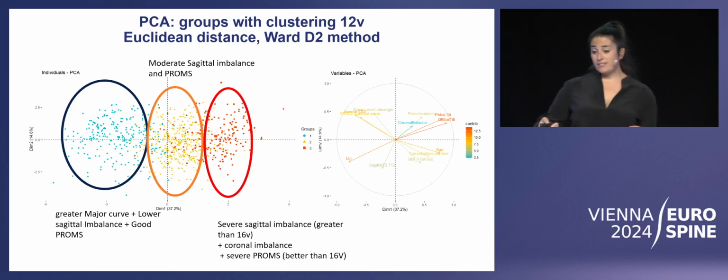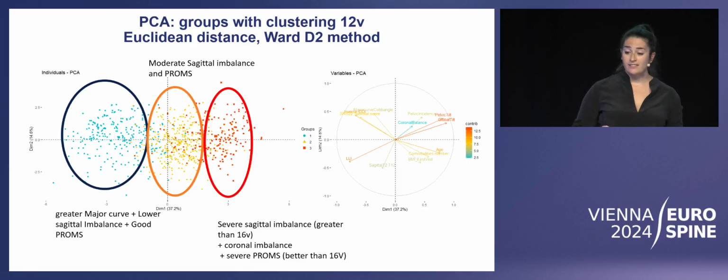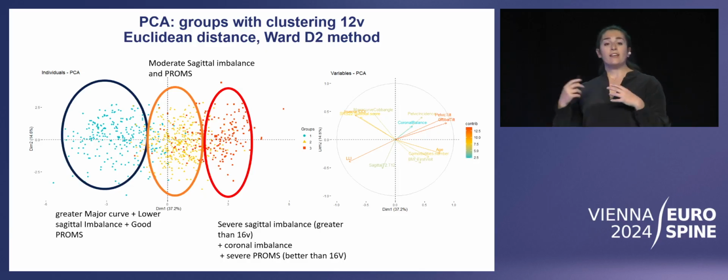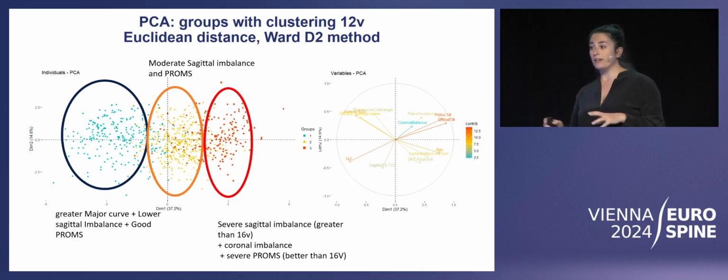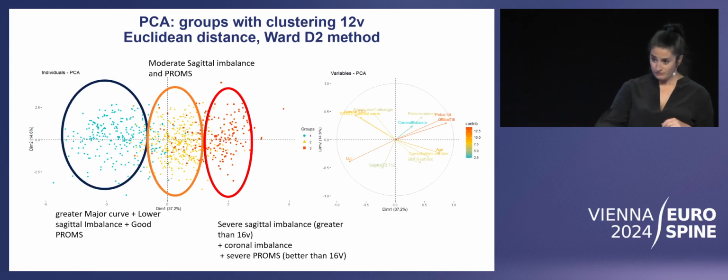The big difference that we see now is, again, if we look at the PCA, the principal component analysis. In this case, we see that radiographic parameters, pelvic tilt, global tilt, LLI, were the ones that were the most important in determining which group the patients would be clustered into.